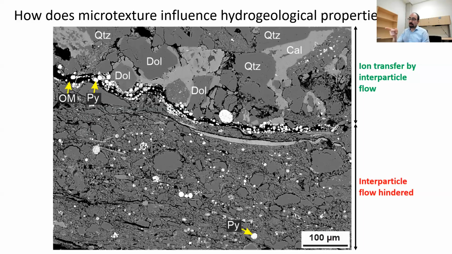Whereas in the clay mineral rich sediment that you see in the lower part of this image, interparticle flow was hindered. And so, with lower permeability, there is a lower abundance of cements present, although there is pyrite. There's a significant amount of pyrite, which is spatially associated with organic matter through bacterial decay of organic matter under sulfate-reducing conditions.